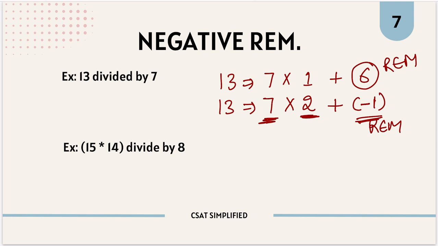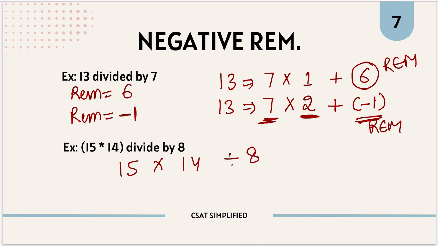And this is where the negative remainder concept comes in. Correct? So the 6 and minus 1 are similar. So if I say 13 is divided by 7, the remainder could be 6 or the remainder could be minus 1. Both are correct. Now 15 into 14 is divided by 8. What is the final answer? 15 into 14 divided by 8.